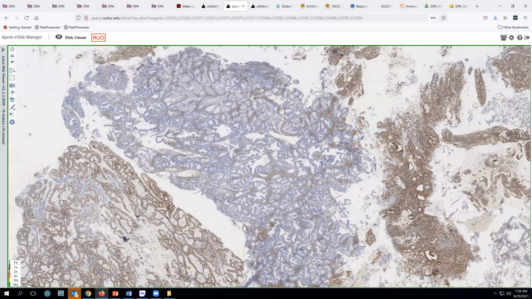So I show you that just to reinforce the importance to examine all of the tissue that you've got and report any significant variations in the outcome.